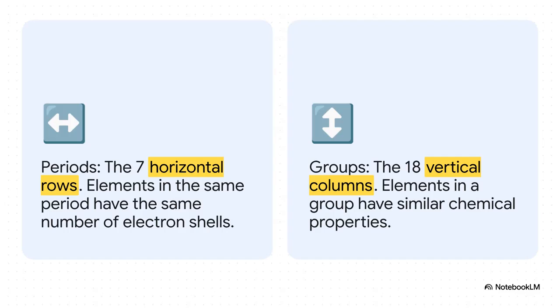Okay, the entire geography of this thing boils down to two main ideas. You've got the horizontal rows, those are called periods. Think of them as telling you how many layers or electron shells an atom has. And then you have the vertical columns, the groups. These are like families. Everyone in the same column has a really similar chemical personality.